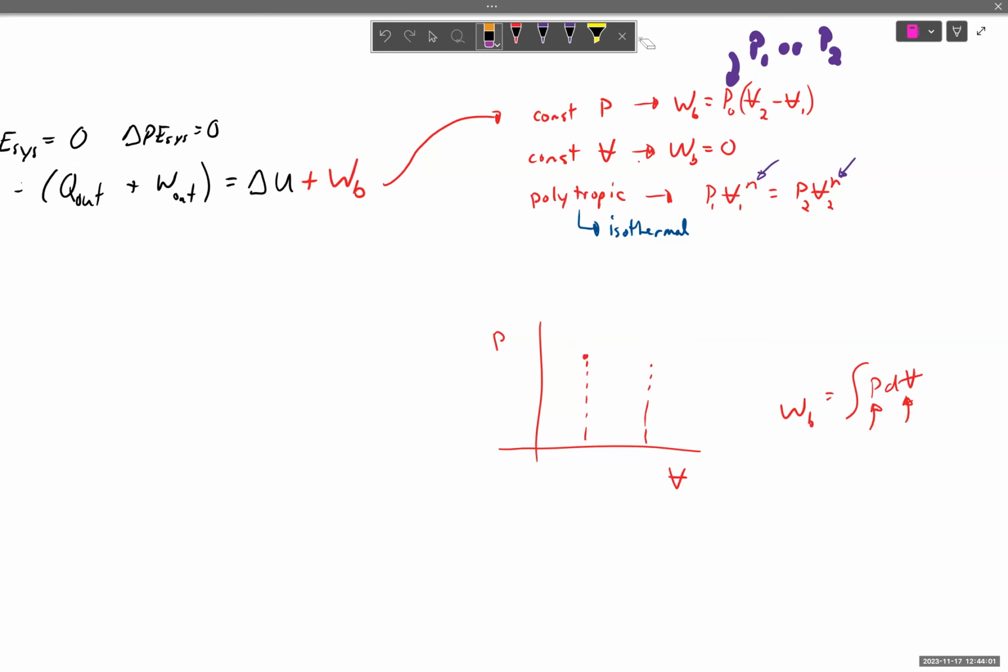We expect that from state one to two, it could be going down, it could be going up. It could be something like this. Could be going up like this from state one to two. But for sure, we're going to have work on the boundary. So this is the one most people get a little confused with for work at the boundary, this particular equation.